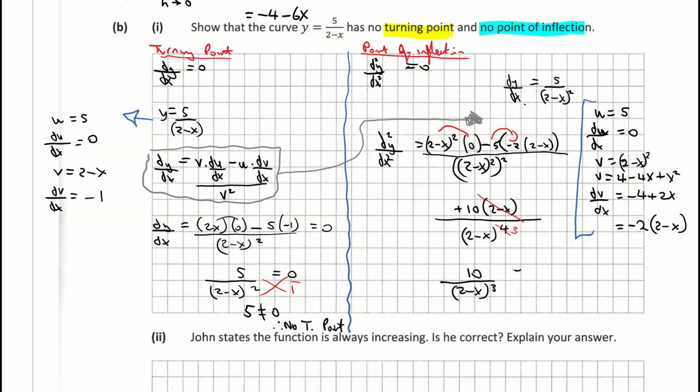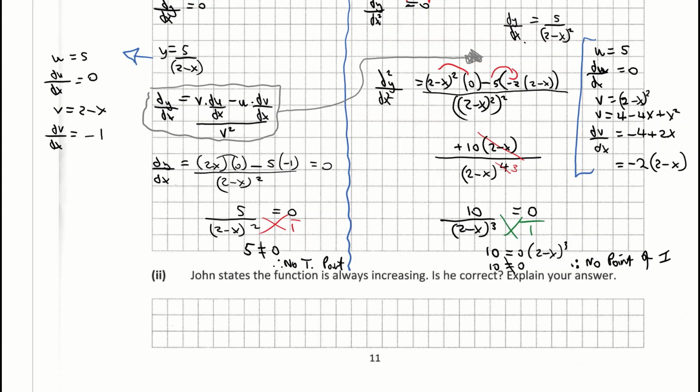Again, for a point of inflection, our second derivative should equal 0. But if I do some basic cross multiplication here, you will see that I get 10 is equal to 0 times (2 minus x) cubed, which is 10 equals 0, and 10 cannot equal 0. So therefore, no point of inflection. And that is question 5b part 1.